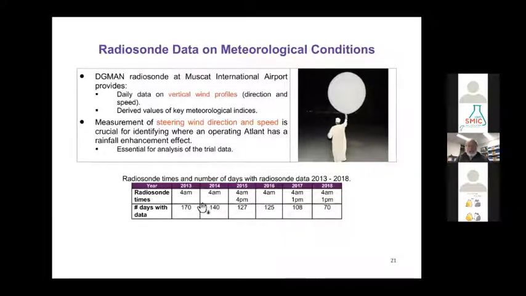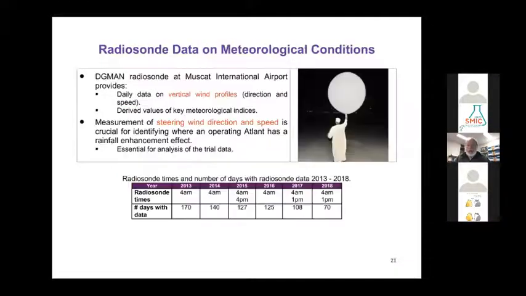So there is a 4 a.m. radiosonde every day, as you can see over here. It's a standard one. But in addition, in 2015, 2017, and 2018, extra radiosondes were put up just to see how the wind direction changed during the day. In the end, the analysis was done just using the 4 a.m. radiosonde data.